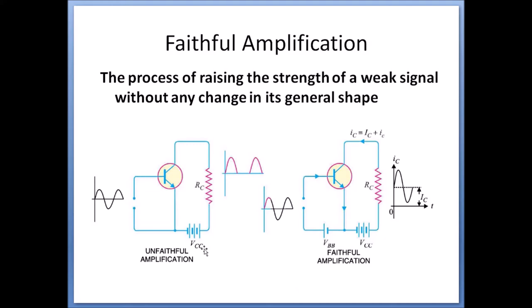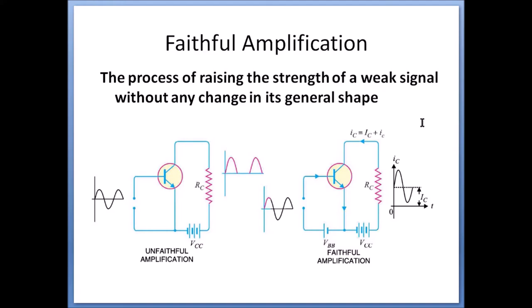In the first diagram you can see we have an input signal which is of AC type, and we have an output signal. In the output signal we have only the positive part of the input signal. The negative part is clipped off. Such amplification is called unfaithful amplification, because a portion of the signal has been removed.